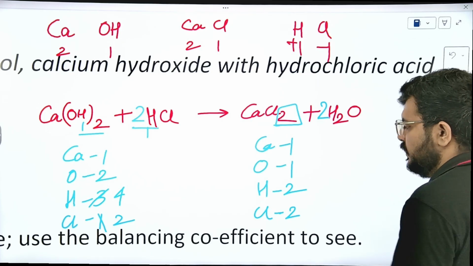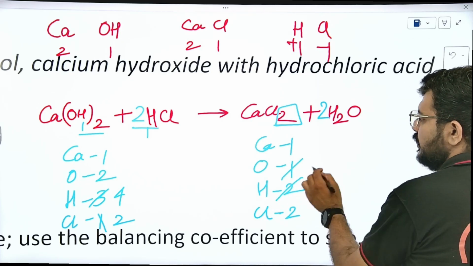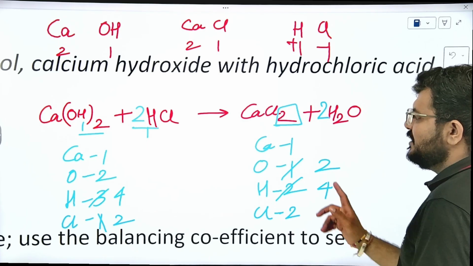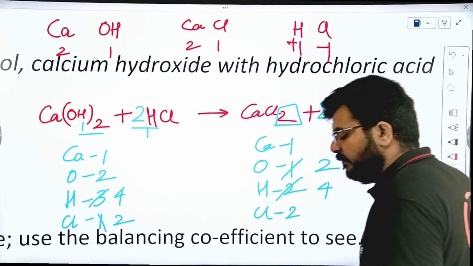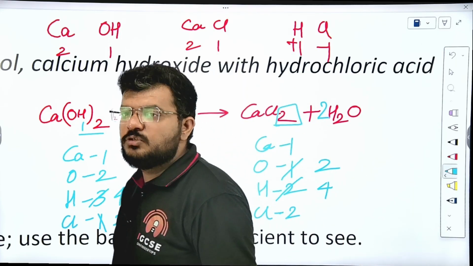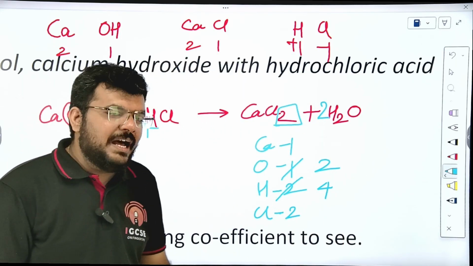How do you do that? Write a 2 over here. So now this becomes 4, this becomes 2. Now match everything. Calcium 1, oxygen 2, hydrogen 4, and chlorine 2.